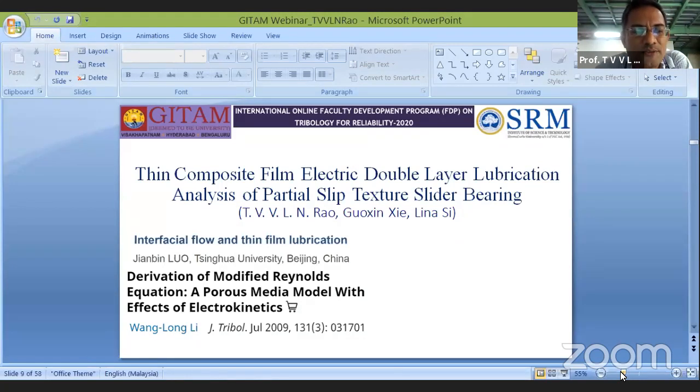And a special mention is also to be given to Professor Wang Longli from Taiwan, another professor, who is a pioneer in the modeling of the phenomena of various surfaces in the journal bearings and slider bearings. And he has done some work in this area of research in the surface layer, porous layer, considering the electrokinetics and so on and so forth. So this is one paper which was in preparation. The paper which I have put up over here is dealing with the multi-layered film, and we are also taking into consideration the partial slip texture configuration. We have also included the effects of the electric double layer in the analysis. So this paper is under preparation. We are looking forward to publishing it as soon as possible. But of course, the great motivation for this paper also comes from our earlier works, which I'm going to highlight in my subsequent slides.